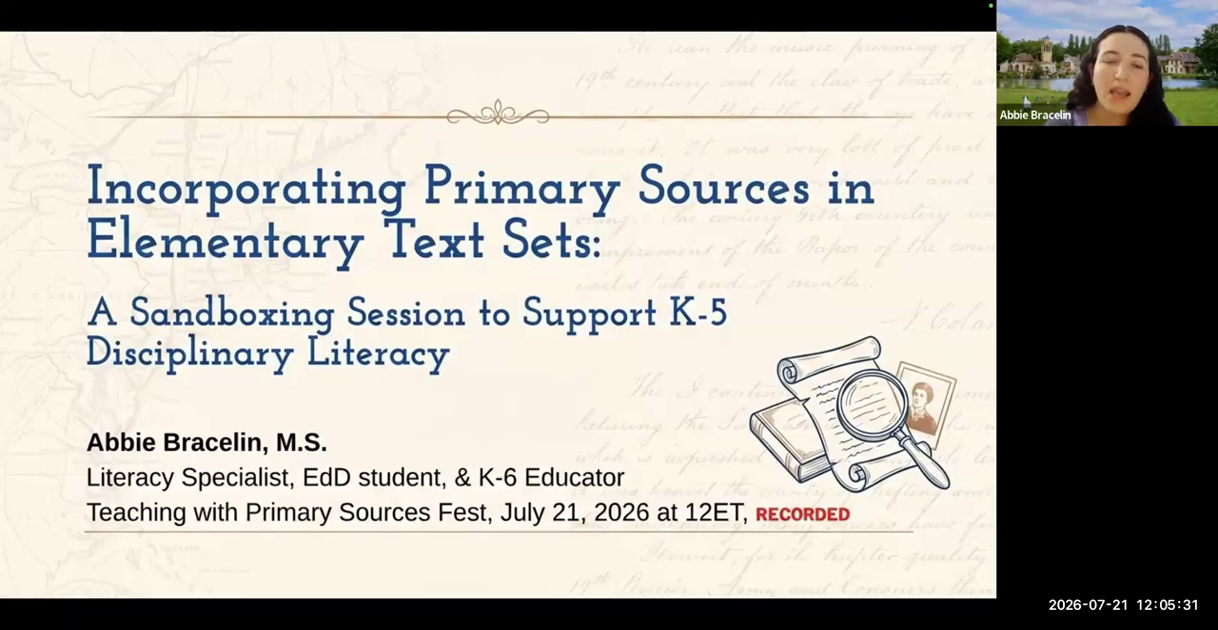Yes, so today we're going to be discussing how we can support our students' disciplinary literacy skills using primary sources within text sets. Okay, and we'll talk about what text sets are and all of that if you maybe aren't familiar. But I would like to know in the chat what your roles are in education.